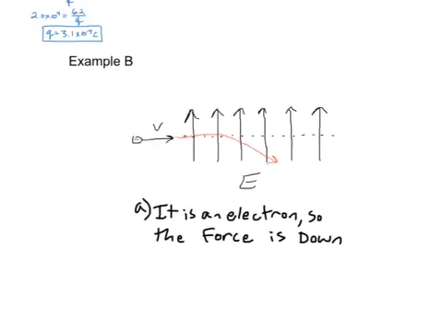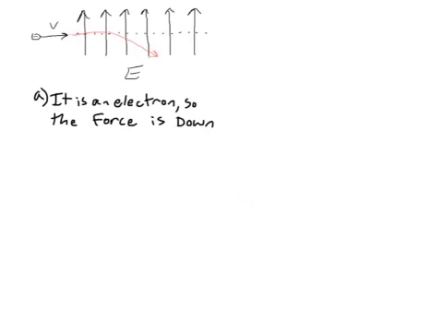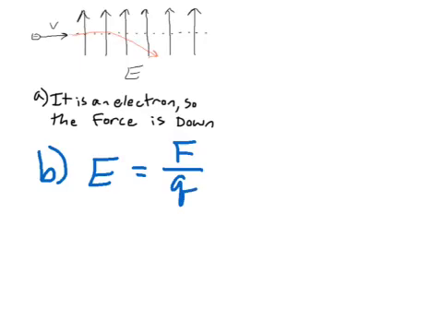Okay, so part B then asks us to figure out what the magnitude of the force is on this thing. So when we have a known electric field, we want to know the force on a test charge. We're told that this electric field has a magnitude of 280 newtons per coulomb. We want to figure out what the force is on this electron.